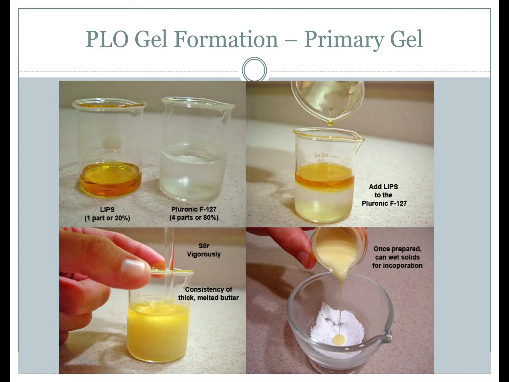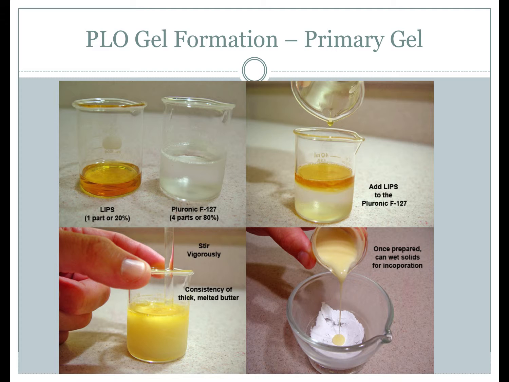The picture on the top right shows that we begin by adding all of the LIPS to the Pluronic solution. Then, as shown in the lower left picture, the two solutions are mixed vigorously with a stirring rod for several minutes to form the primary gel. A lot of energy in the form of prolonged, vigorous mixing will warm the mixture and promote the formation of the thermoreversible gel. The liquid that forms has the consistency and color of thick, melted butter.